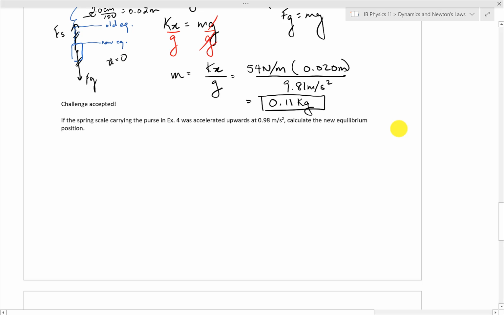We have a challenge accepted, so we're going to take on this challenge here. And I will go over this one together with you. If the spring scale carrying the purse in example 4 was accelerated upwards at 0.98 meters per second squared, calculate the new equilibrium position. Ooh, okay, so let's figure this out.